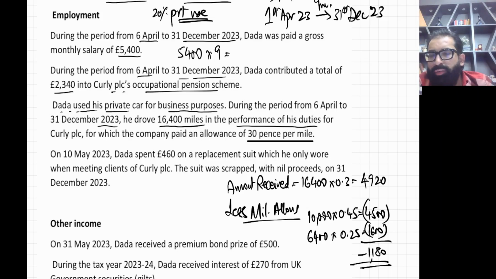Okay. So negative 1180 means it's an allowed expense. It's an allowed expense, so the net amount will be deducted from the employment income.